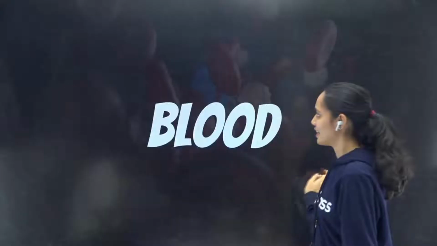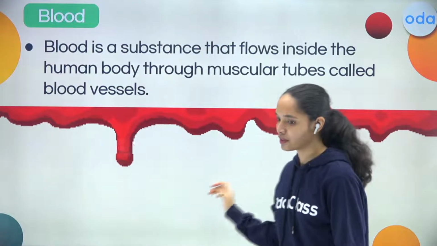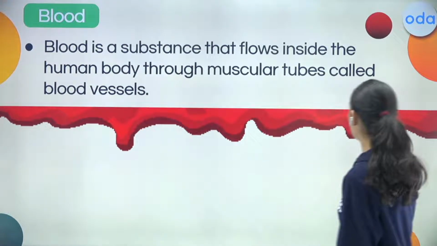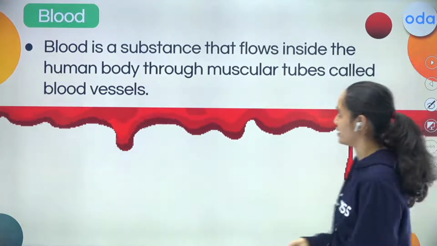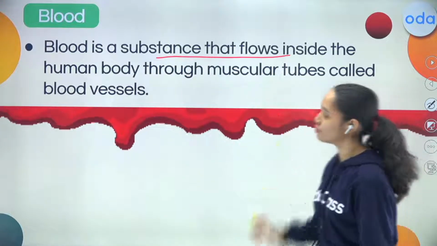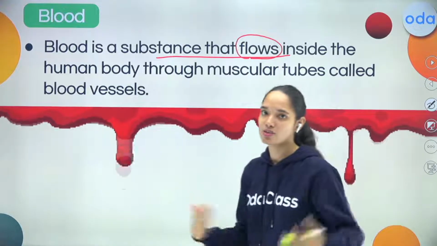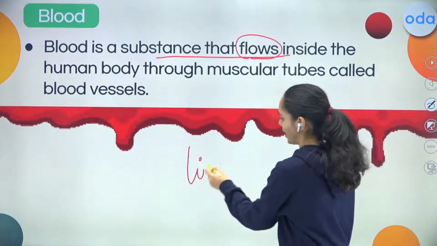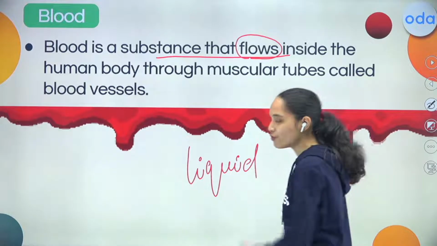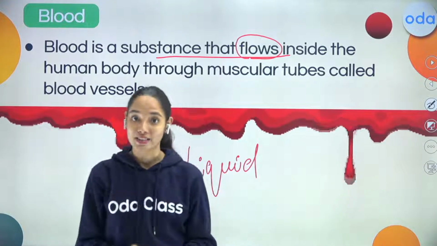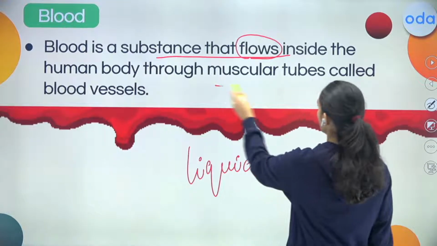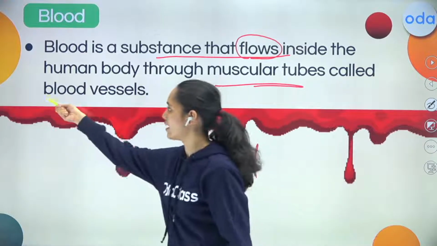So as I said, in today's class, we will be learning about blood and its components. So first, let us learn the definition of blood. So how do you define a blood? So blood is basically a substance that flows inside the human body. When I say it flows, that means this substance is in liquid form, right? This is the liquid substance which is flowing inside your body, but it is flowing through the muscular tubes which are called blood vessels.